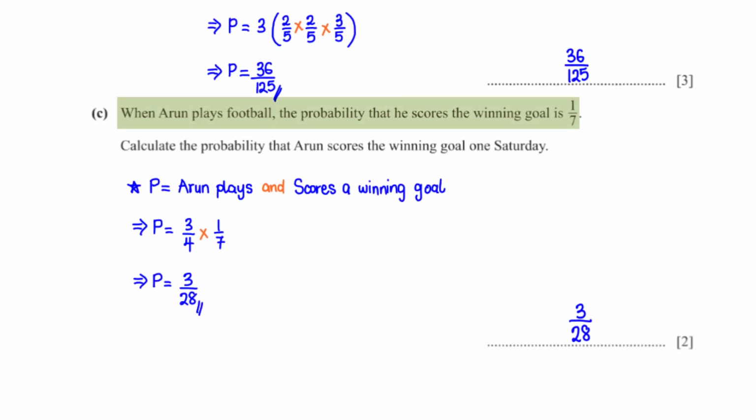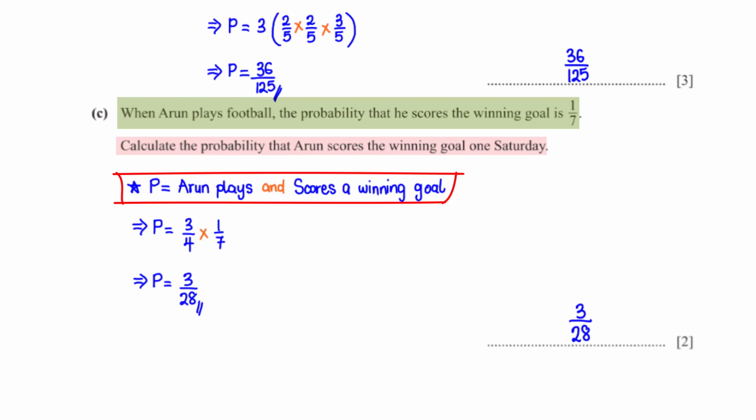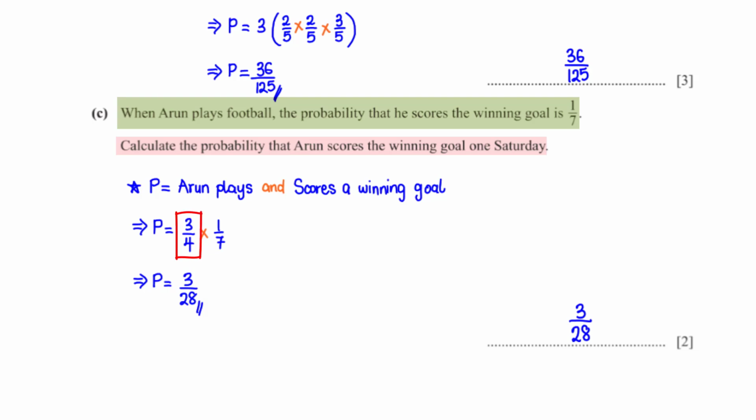When Aaron plays football, the probability that he scores the winning goal is 1 over 7. Calculate the probability that Aaron scores the winning goal one Saturday. The probability that Aaron scores a winning goal on any Saturday is equal to the probability that he plays football and scores a winning goal. The probability that he plays football on a Saturday is 3 over 4, and the probability that he scores a winning goal is 1 over 7. When we type this into the calculator, we get 3 over 28.